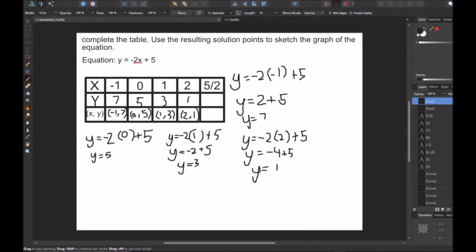And then our last point is 5 over 2. So we have y equals negative 2 times 5 over 2, plus 5. We can cross-reduce this 2 right here, so that's going to give us negative 5 plus 5, and that's just going to be y equals 0.